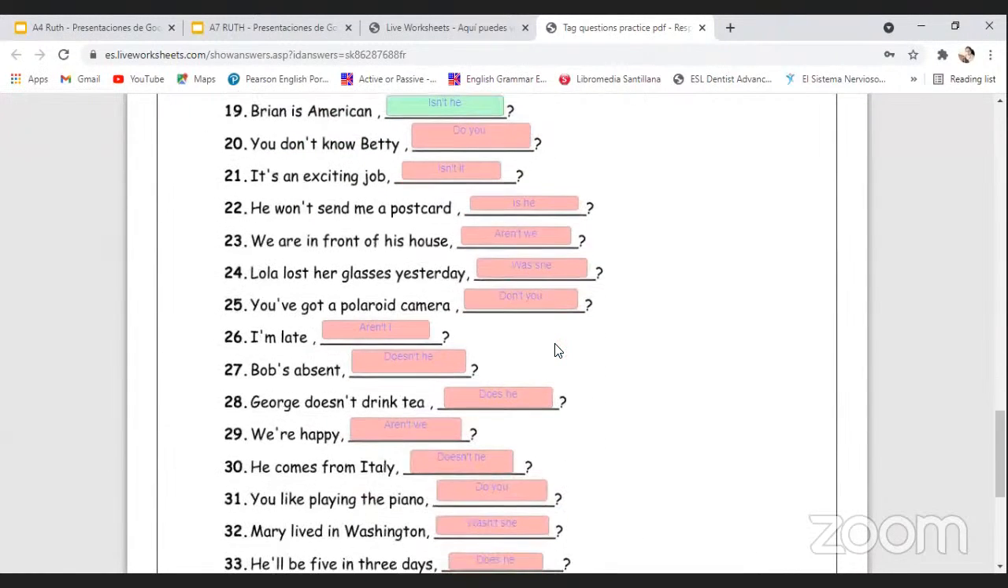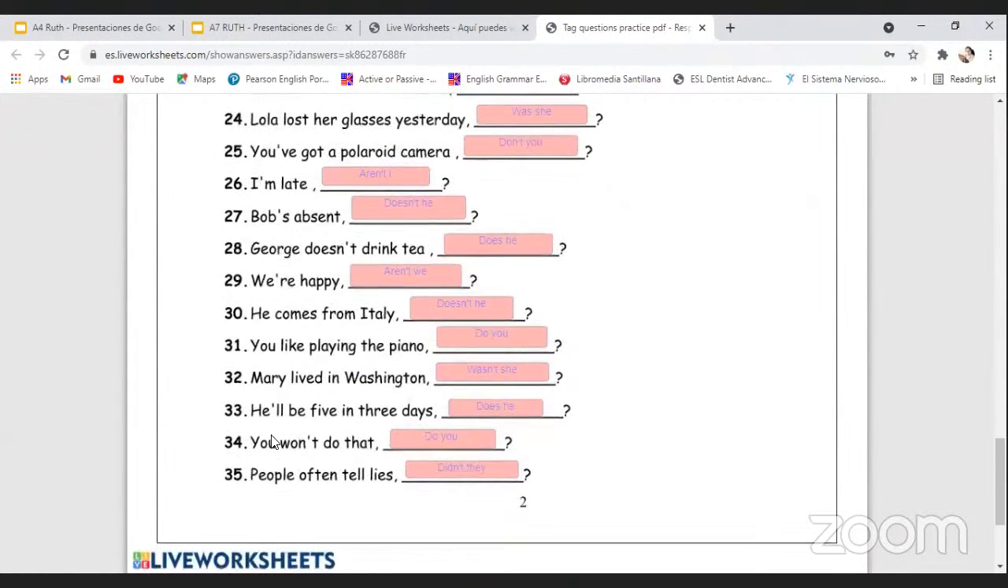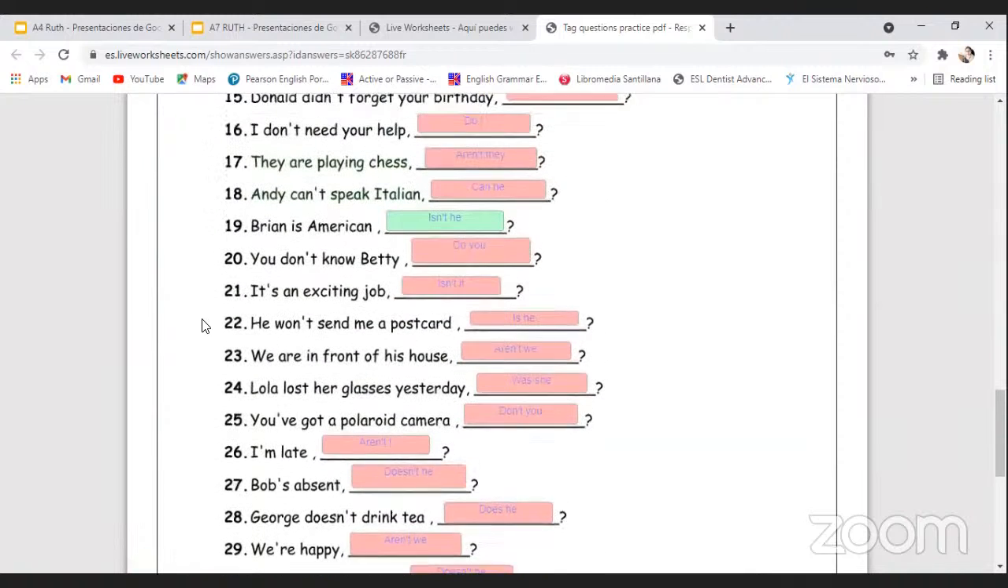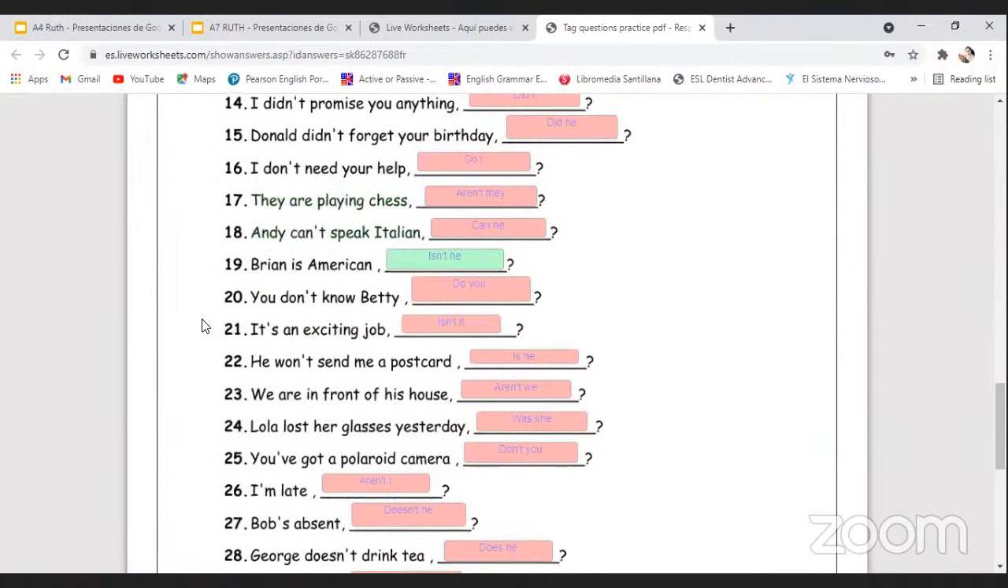But the only thing I notice is that we have to review the future, right, with will. Yes. This is very important. Future with will and the simple past with the auxiliary did. All right, so only those two grammar structures. The rest, simple present, present continuous, it's fine.